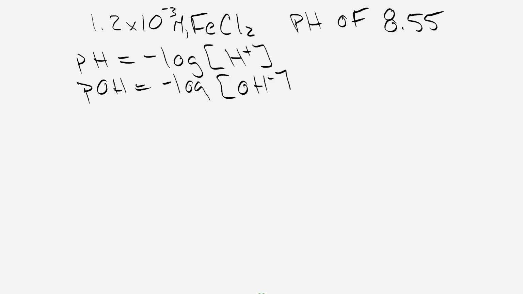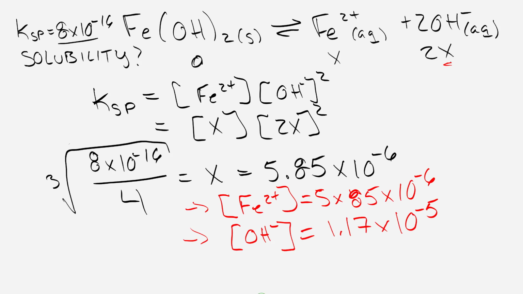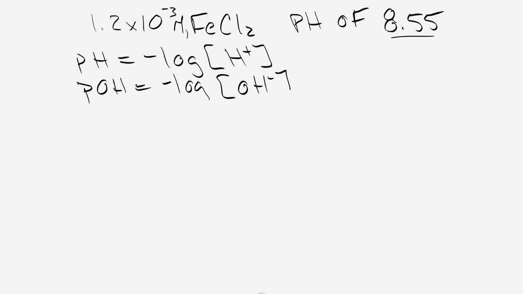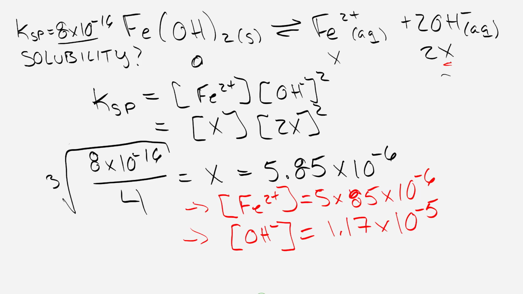So now let's look at the other information we have. We have 1.2 molar of FeCl2 with a pH of 8.55, and I'm going to combine these two solutions because I want to know if a precipitate forms. So the first thing I look at here is, okay, I'm working with Fe(OH)2. I have a pH, so I can immediately go to the concentration of OH and see if that number is bigger than this. So let's do that.